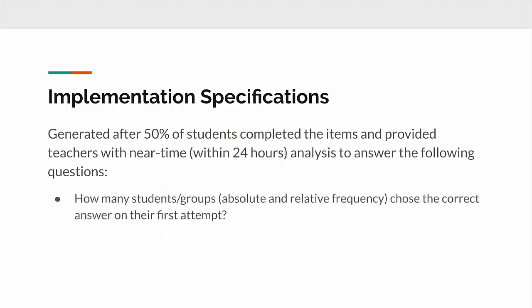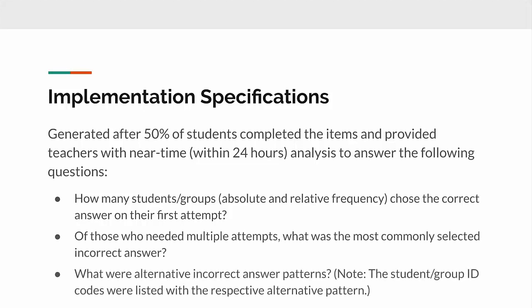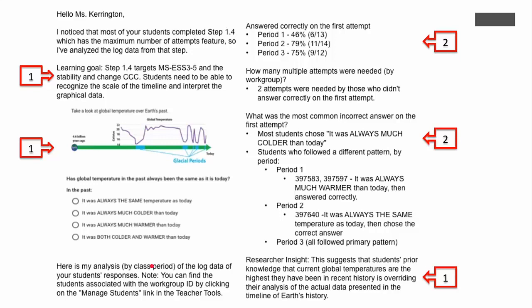The report was to help teachers answer the question of how many students or groups chose the correct answer on the first attempt. Of those who needed multiple attempts, what was the most commonly selected incorrect answer? And what were alternative incorrect answer patterns? With this information, we also provided them with the student IDs so that they would know which students might need additional support.